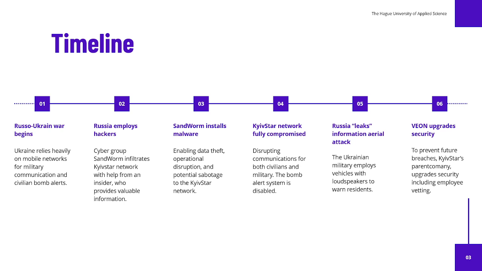Seizing on this opportunity, the Russian military leaked information about an imminent attack, sowing fear and chaos. In response, Ukrainian authorities had to rely on unconventional methods, such as sending vehicles equipped with loudspeakers to warn civilians directly. Following this breach, VEON, Kyivstar's Dutch parent company, acted quickly to address the vulnerability. They implemented upgrades to network security and enhanced their vetting process to ensure that only trusted employees would have access to critical systems, thereby mitigating the risk of future attacks.